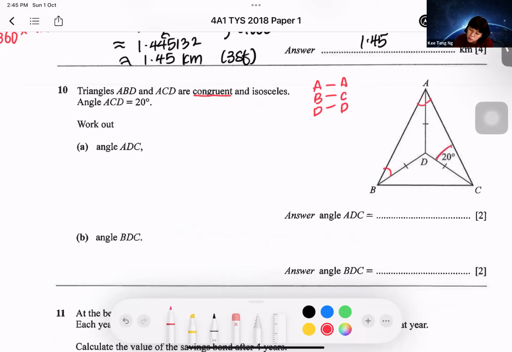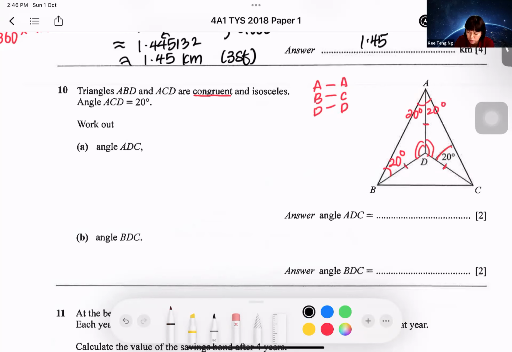So angle C is 20 degrees. So this is also 20 degrees. Then angle D with angle D. So these two are the same over here, right? So in this case, this is an isosceles triangle over here. The lengths are the same. So that means this angle is also 20 degrees. This angle is also 20 degrees. And I can find quite a number of angles already.